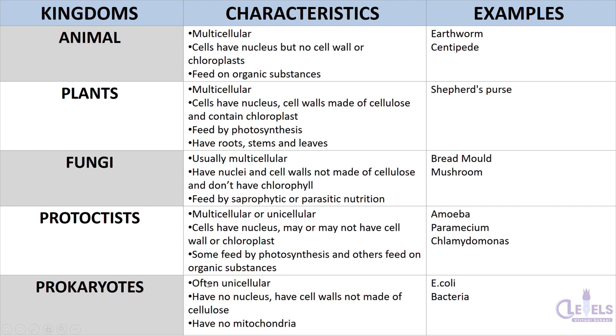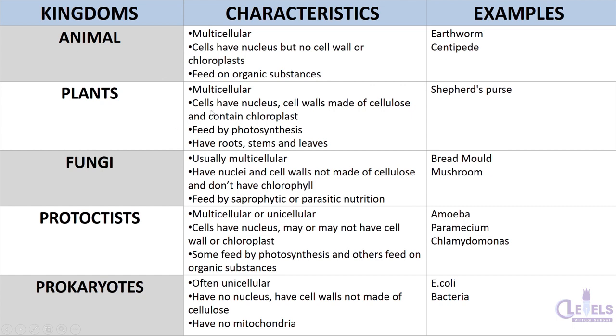Only prokaryotes are unicellular. Now, animal cells have a nucleus, but they don't have a cell wall. And if they don't have a cell wall, they don't have cellulose either. They don't have chloroplasts either, and they feed on organic substances.